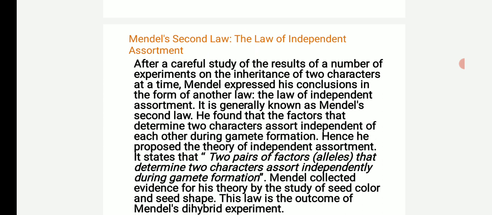It states that two pairs of factors or alleles that determine two characters assort independently during gamete formation. I repeat the same. Two pairs of factors or alleles that determine two characters assort independently during gamete formation. Mendel collected evidence for his theory by the study of seed color and seed shape. This law is the outcome of Mendel's dihybrid experiment.